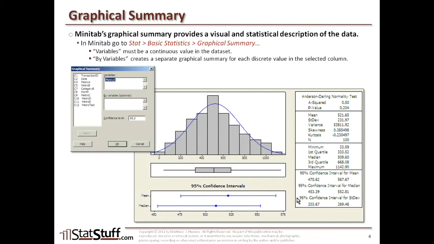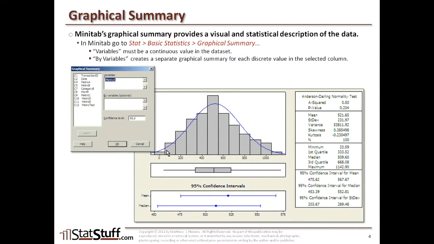And then beneath that, we've got automatically the calculation for us of the confidence intervals, where it gives us the 95% confidence interval for the mean, and then the median and the standard deviation. And it represents a lot of these values over in the graphical summary.